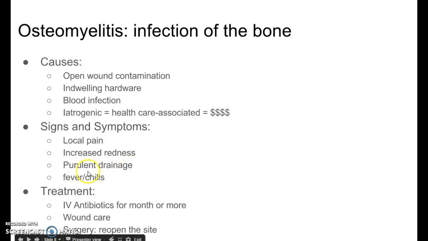Purulent drainage. Purulent means pussy, and that's a sure sign of some infectious process going on, because what causes that are dead white blood cells. The white blood cells go to attack the bacteria or whatever the invading organism is, and they swallow it. A lot of times they die in the process, and so those dead white blood cells, when they come out, make that white pus. And then fever and chills.